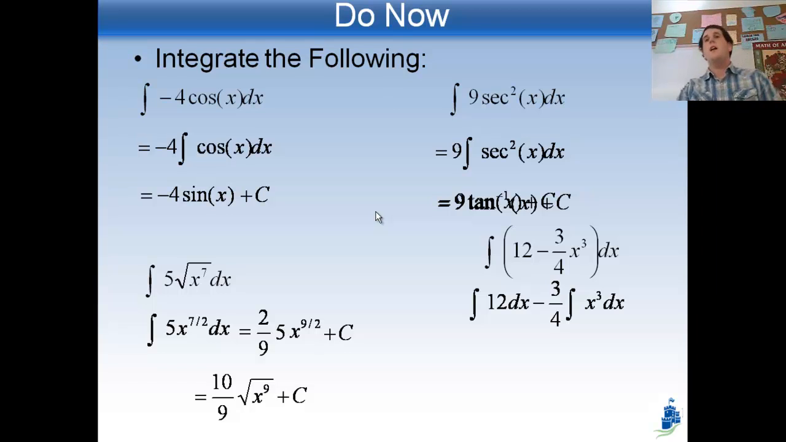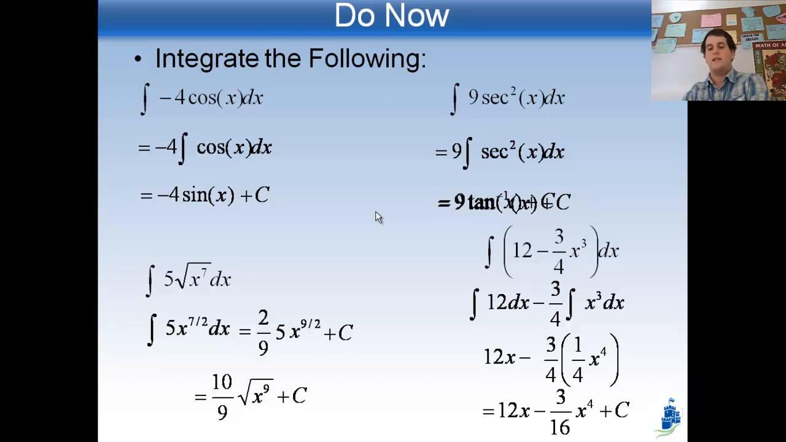Okay. What's the integral of 12, everybody? 12x. Of course, we have our little plus c, which we're going to get to in a second. The minus sticks around. What's the integral of just x cubed? 1/4 x to the 4th. Okay, and then our 3/4 hangs out, which gives us 12x minus 3/16 x to the 4th plus c.